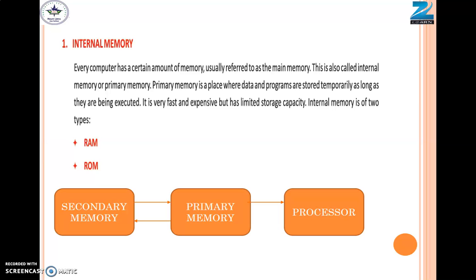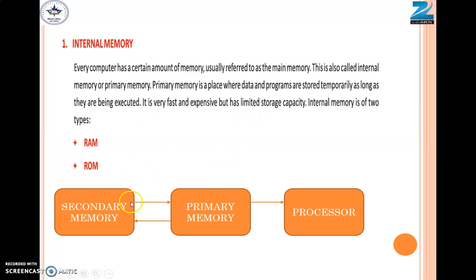Internal memory. Every computer has a certain amount of memory, usually referred to as main memory. This is also called internal memory or primary memory. Primary memory is a place where data and programs are stored temporarily as long as they are being executed. It is very fast and expensive but has limited storage capacity. Internal memory is also of two types, RAM and ROM. One more classification is there, that is cache memory, that we'll discuss later on.